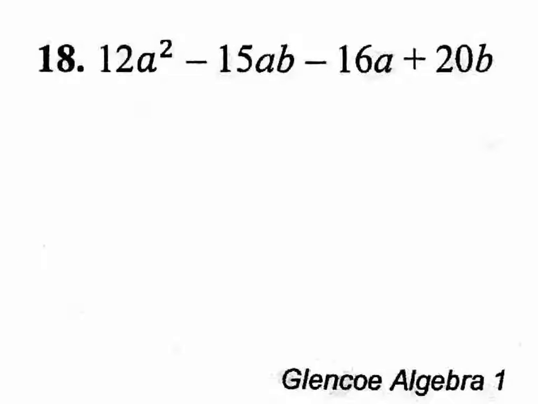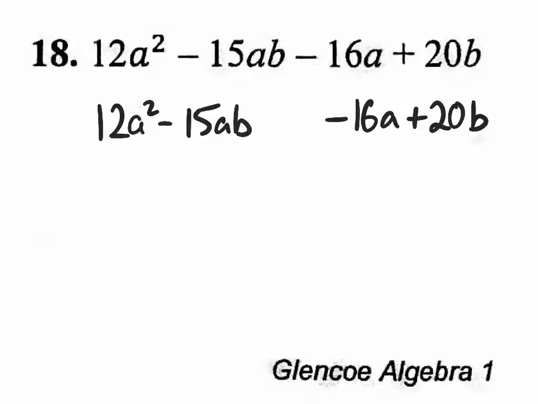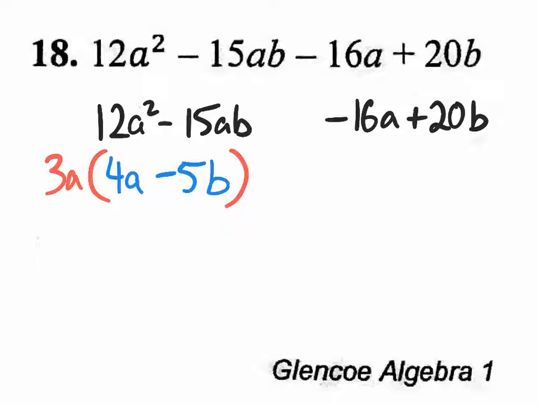So on number 18, let's step 1, split them. Step 2, factor out of the first group. What could I pull out of the first group? 3? 3a, there you go. And if you pull out a 3a, what's left? 4a. And then 3 times negative 5 is 15, but we still needed that b, so minus 5b.